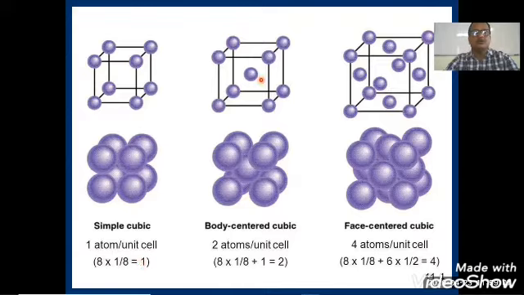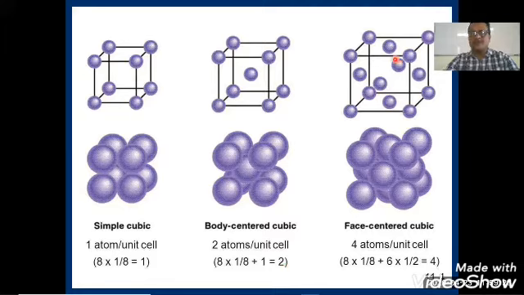In a body centered cubic unit cell, the units at the corner will contribute 1/8. So 8 units will contribute 8 into 1/8, and the unit at the center will contribute 1. So the total will be 8 into 1/8 plus 1, which is equal to 2.